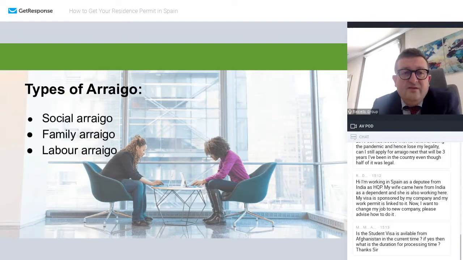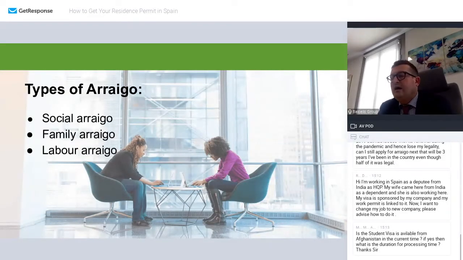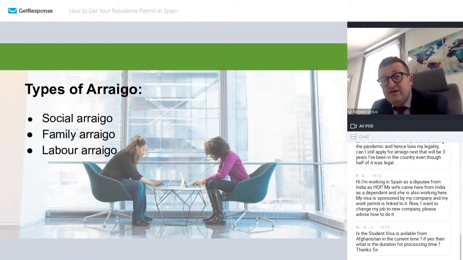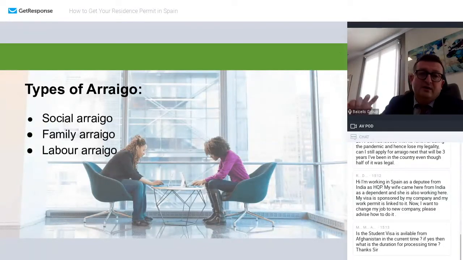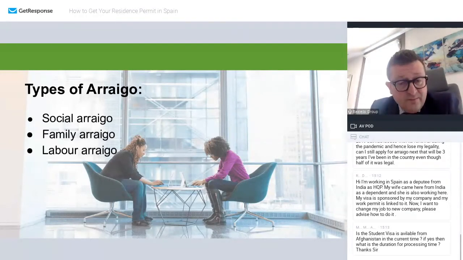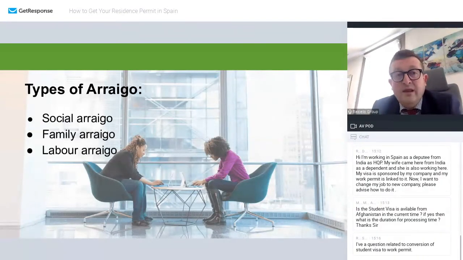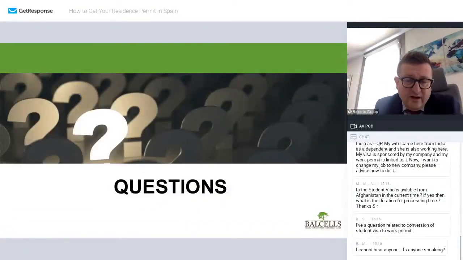And arraigo, basically, there are 3 types of arraigo. Arraigo, what does it mean? I come to Spain, I become irregular and illegal because I don't have a residency permit. After a certain time, I can regularize my situation to become a resident. Arraigo social would be after 3 years of being in our country, registered at the city hall, no more than 6 months out of the country. Family arraigo would be in case my kids are here, and labor arraigo would be if I've been working illegally in a company and I can prove it, and I go through the court and they give me the reason. This would be in general.